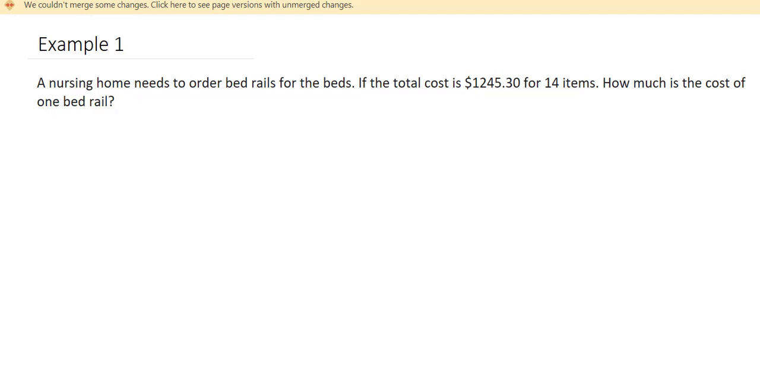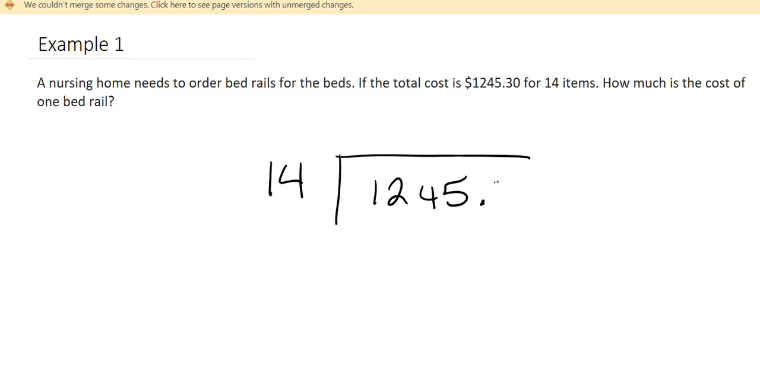Example 1: a nursing home needs to order bed rails for the beds. If the total cost is $1,245.30 for 14 items, how much is the cost of one bed rail? So we're going to go 14 and ask how many times it could go into $1,245.30. Well, 14 can't go into 1, so that's a 0.